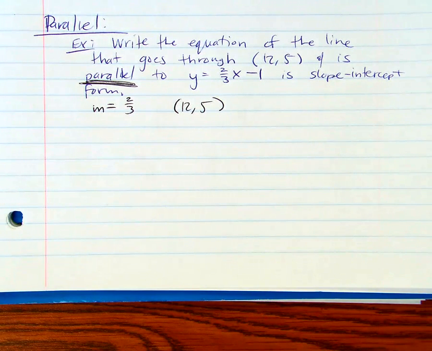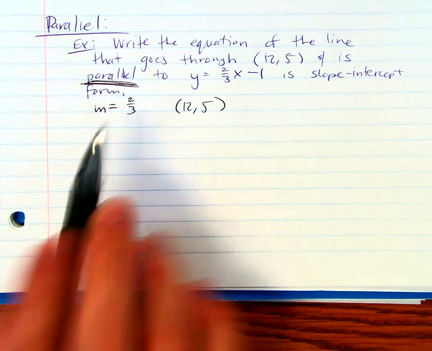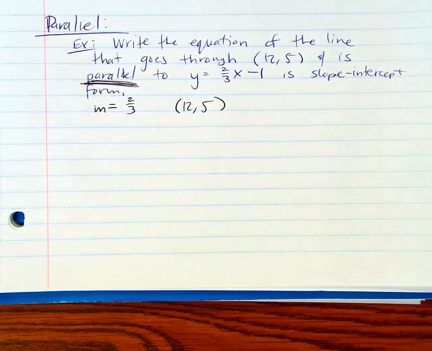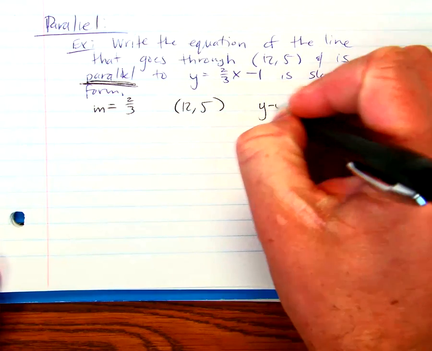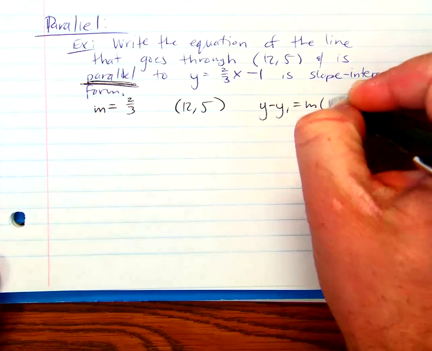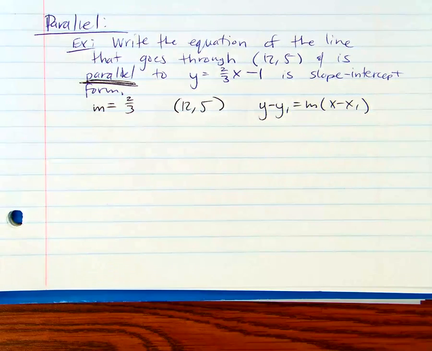What formula or what form of a line would we use if they gave me a point and a slope? Point slope. Point slope intercept's not a real thing. Point slope. So if we have a point, we have a slope, we should use point slope. So just to make sure you remember what this is, that would be y minus y1 equals m times x minus x1.